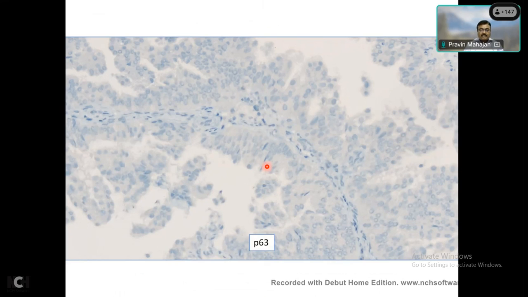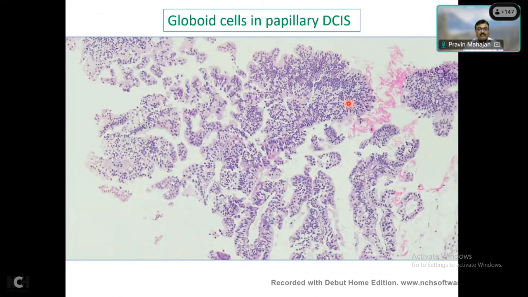And I did P63, and you can make out that P63 is negative. Those clear cells have not marked with P63. That means it looks like they are actually epithelial cells only, which are giving the appearance of myoepithelial cells. This is another example.